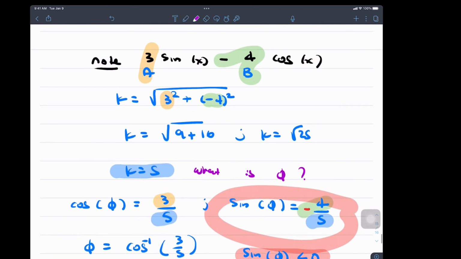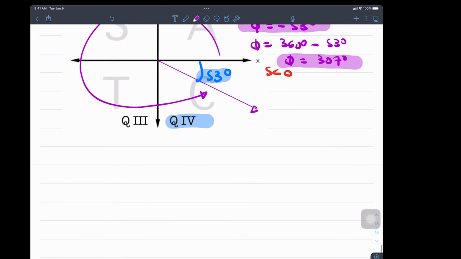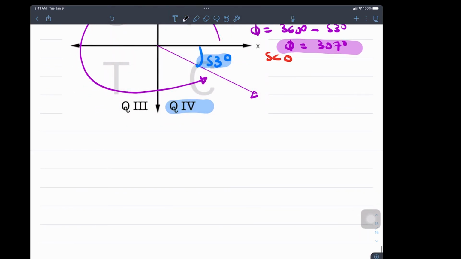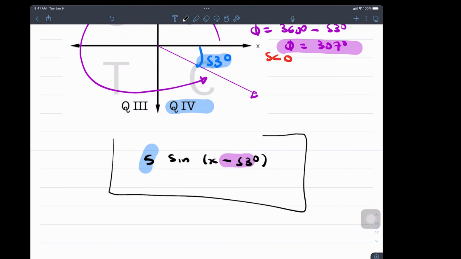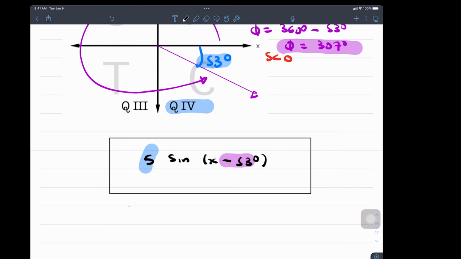Okay, so here's what we get now. K is still 5, right? Final answer is 5 sine x minus 53 degrees. Here's K. Here's phi. Here's the answer.